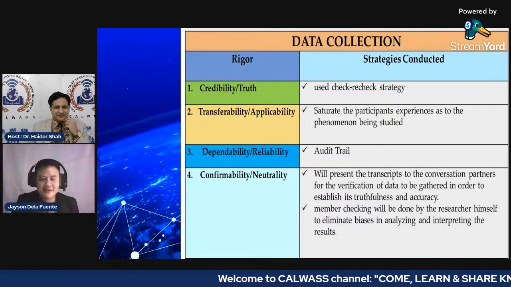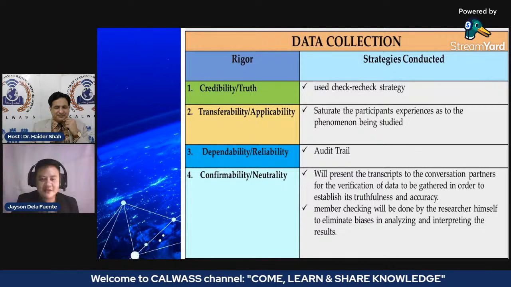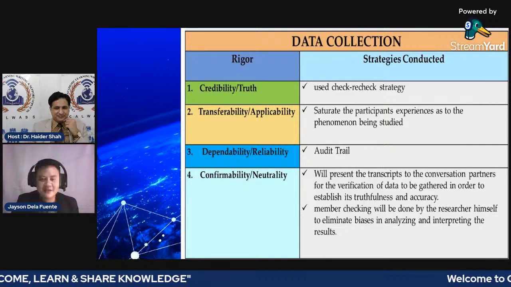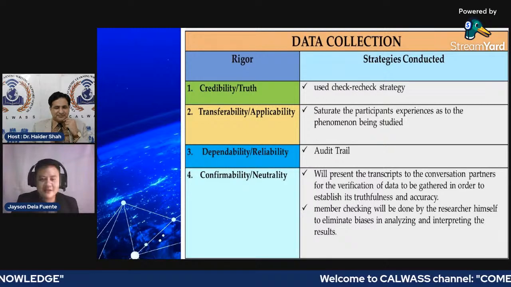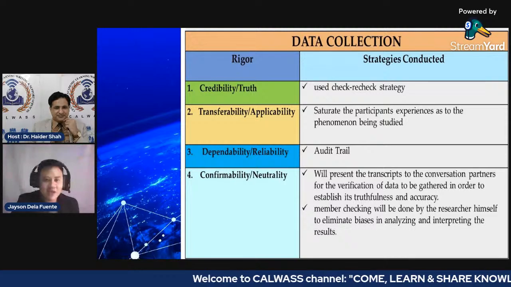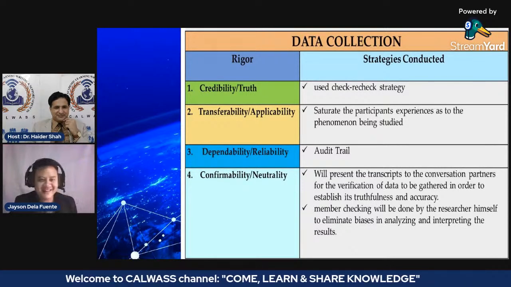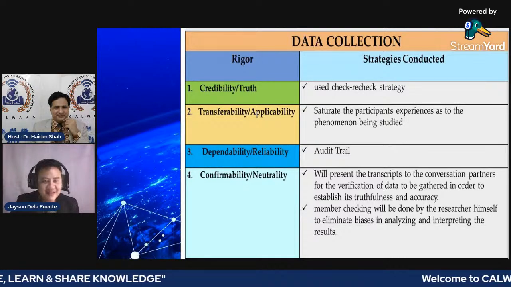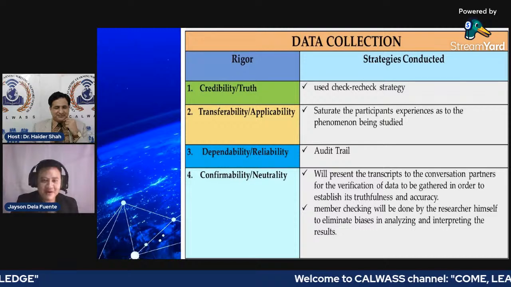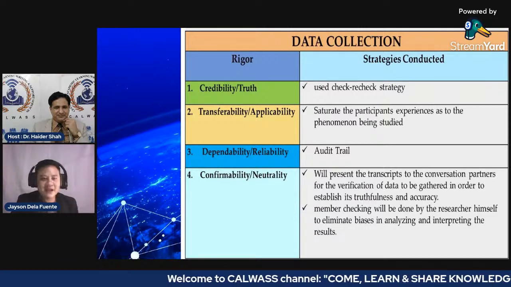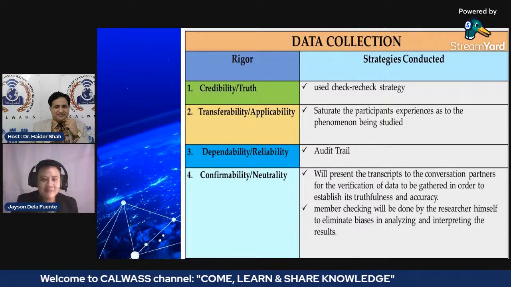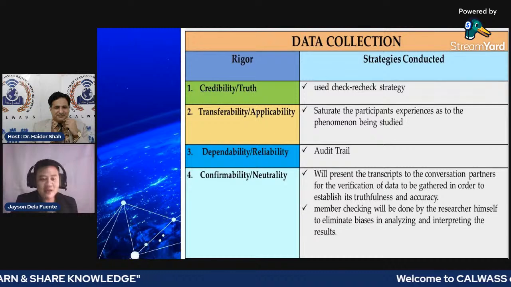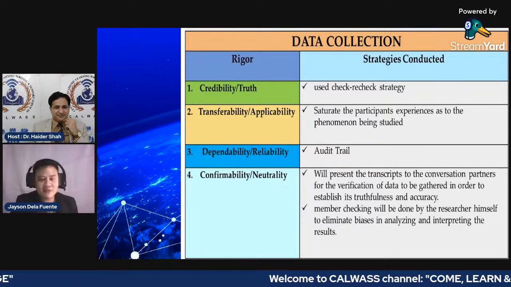in order for you to come up with themes. You are going to share it to your colleague, or to your friend who is also a qualitative researcher. What you did is also the things that he will do. That is an audit trail. He will audit everything that you did in your paper, and later on, if he can generate the same result, meaning your findings are reliable.